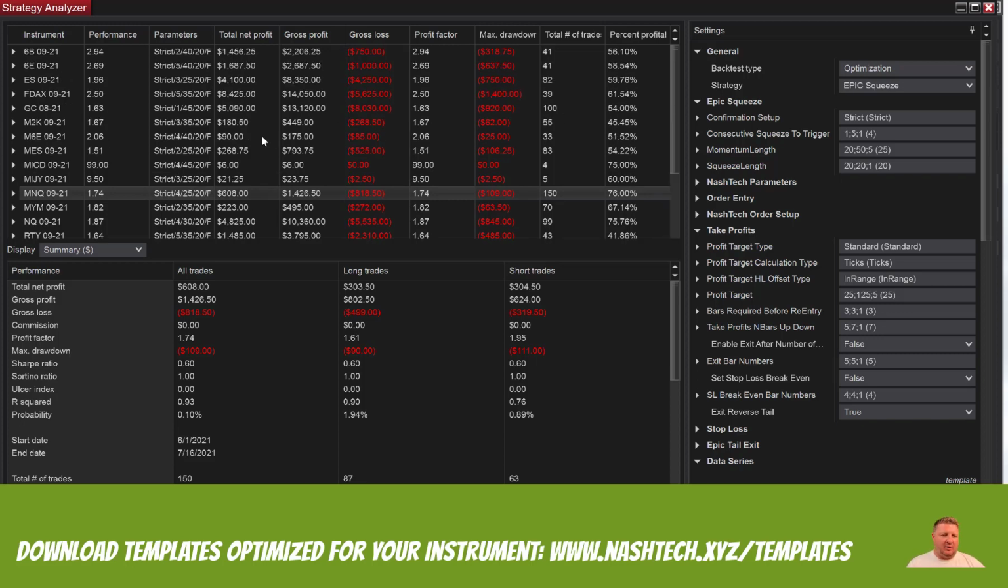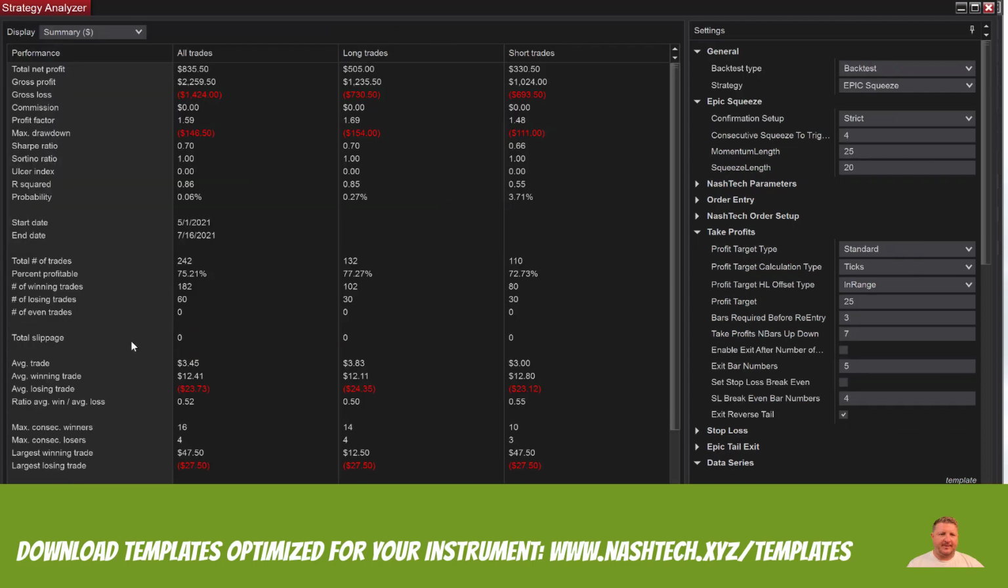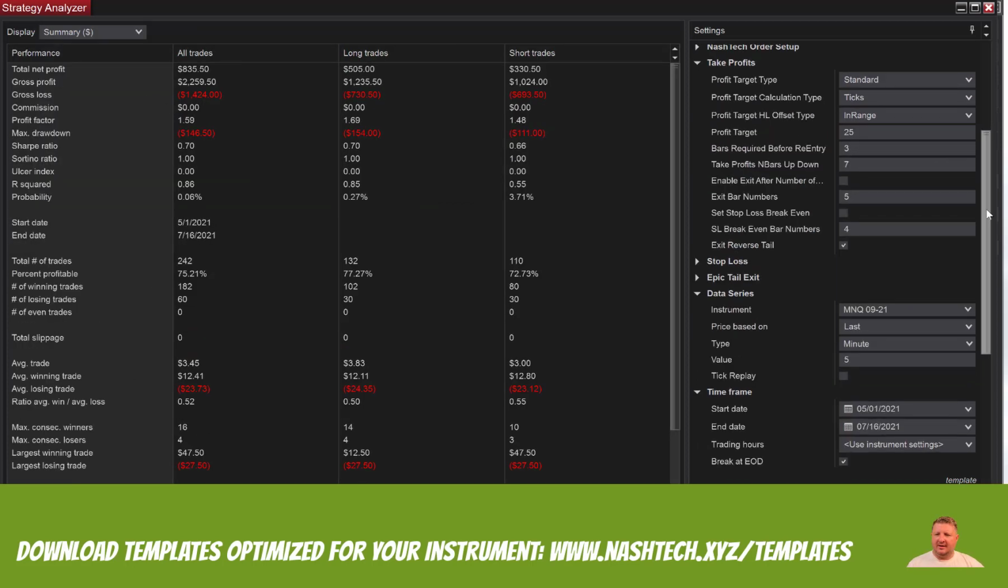So we've got gold. I like this because it's running on multiple different instruments. This was the MNQ.